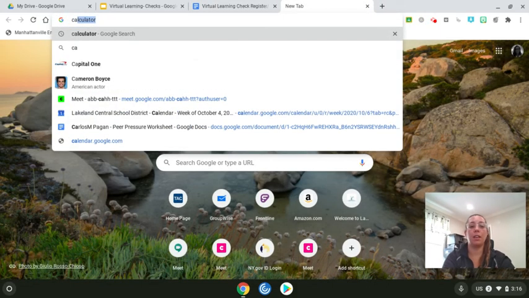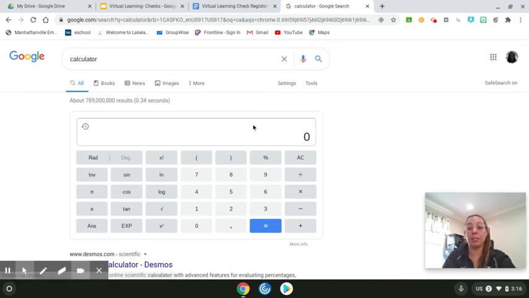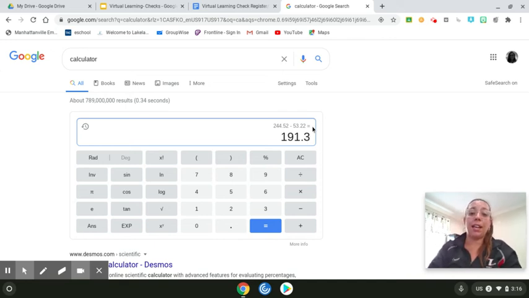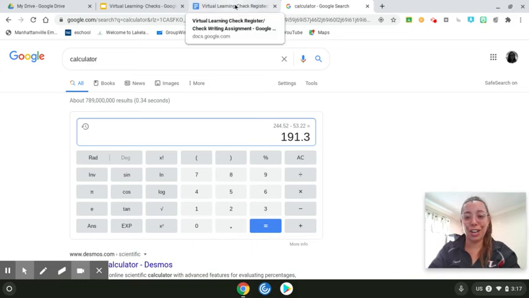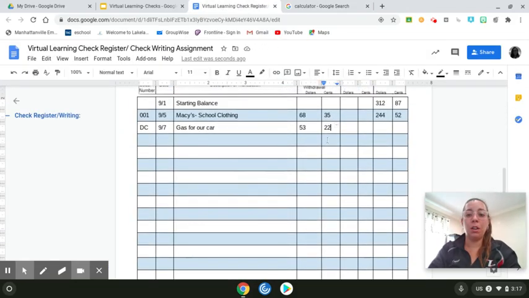So at this point, we're going to head on over to our calculator, and we're going to do this math, okay? So we have $244.52, and we're going to subtract $53.22. Okay. This gives us $191.30. The calculator will spit out 191.3. It doesn't know that we're talking about money. You have to recognize that we're talking about money and recognize that this 3 is in the tens place, and that means it is 30 cents. Okay, so when we scroll down, our new balance is going to be $191.30. All right.